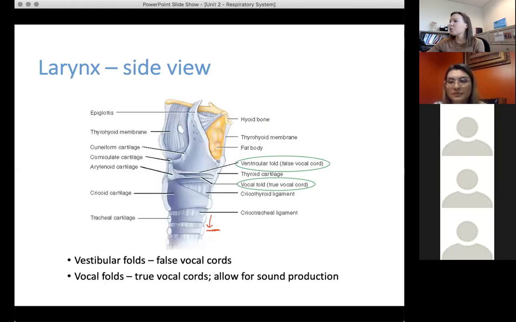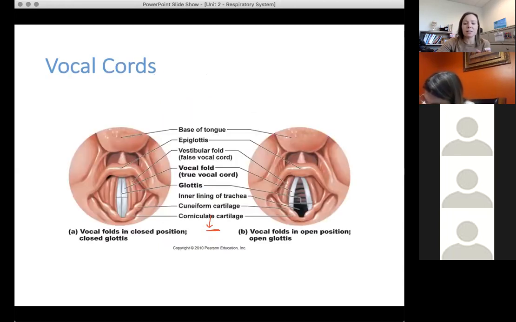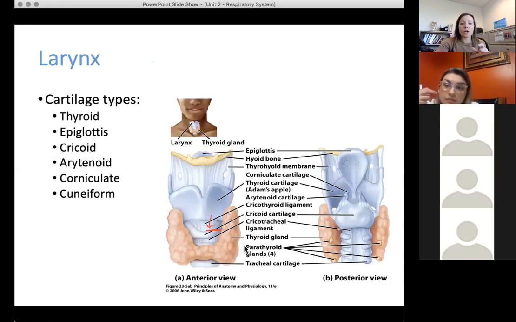Let me go through really quickly the last three pieces of cartilage. We don't really focus on them too much. But the cricoid cartilage, this is one that you would have on your midterm lab practical list. The cricoid cartilage is a ring of cartilage that forms the bottom of the larynx. It forms the bottom portion.